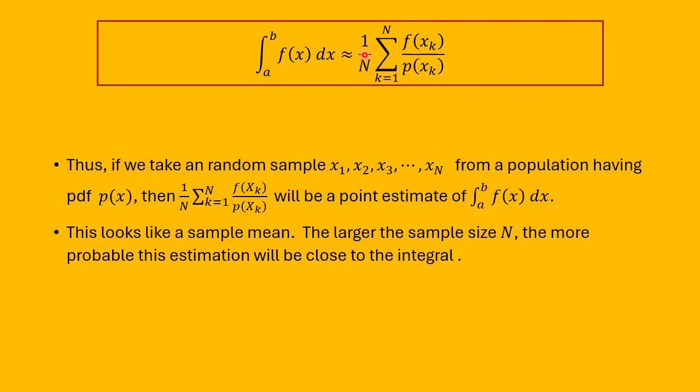What we have up here looks like an average of n values, so it looks like a sample mean of something. The larger the sample size, capital N, is, the more probable this estimation will be close to that integral. So if you want a pretty good estimation of this integral, use a fairly large value of n here.